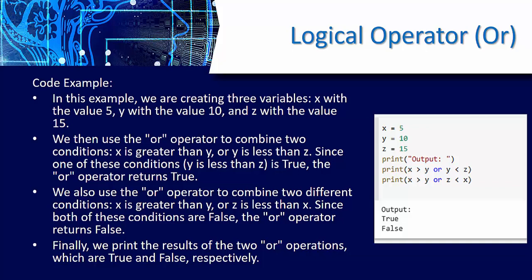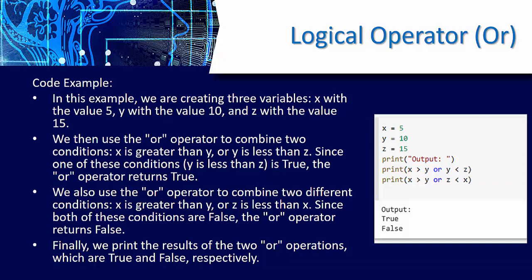In this example, we are creating three variables: x with the value 5, y with the value 10, and z with the value 15. We then use the OR operator to combine two conditions: x is greater than y or y is less than z. Since one of these conditions, y is less than z, is true, the OR operator returns true.